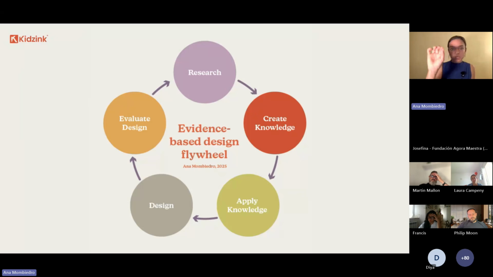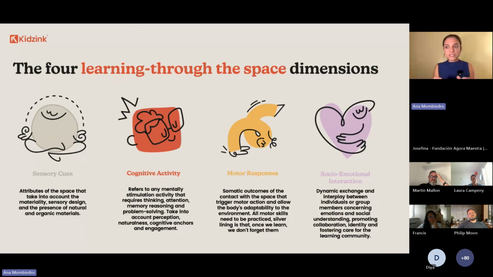At Kidzink, we use research to create knowledge. We apply the knowledge, then we design and we evaluate our designs. And that's the research we're doing. So this evidence-based flywheel is the one we're using to make sure that we're informing our designs with scientific evidence. We organize knowledge in these 4 different realms, the learning through space dimensions.